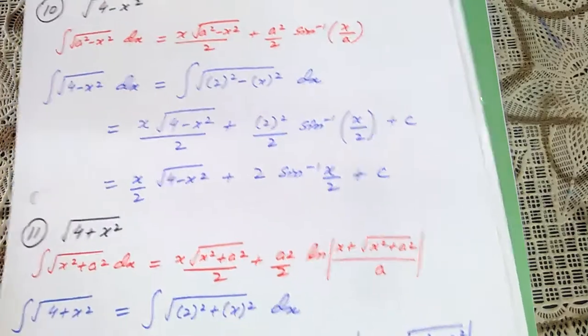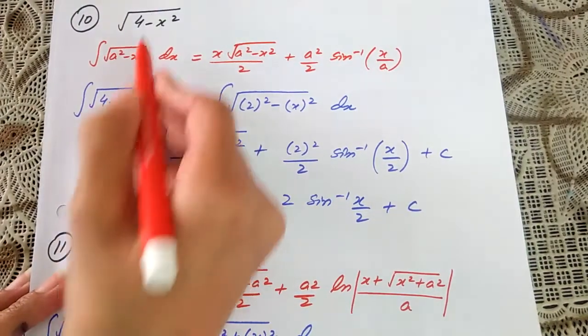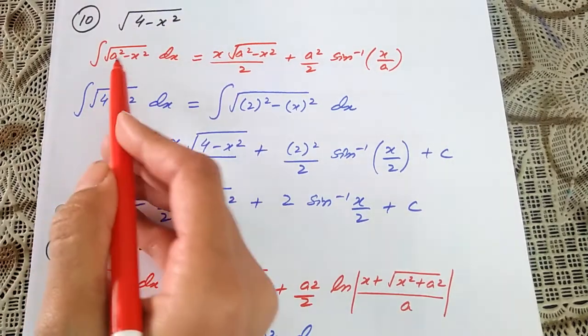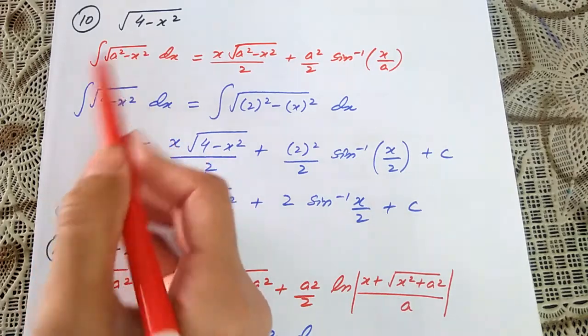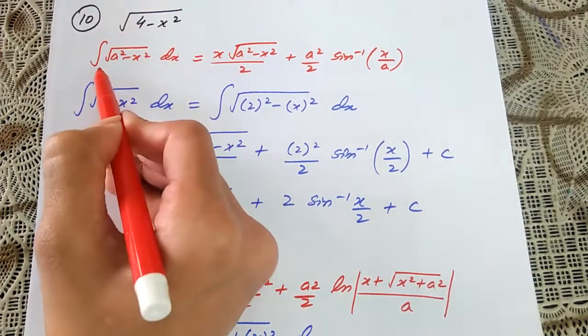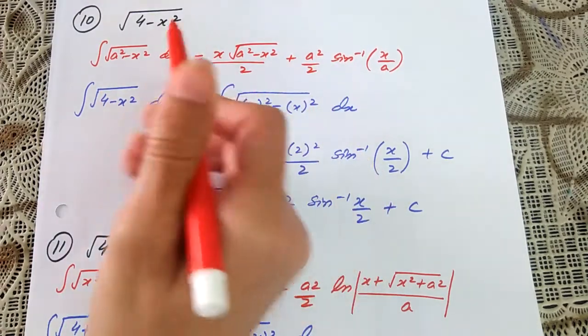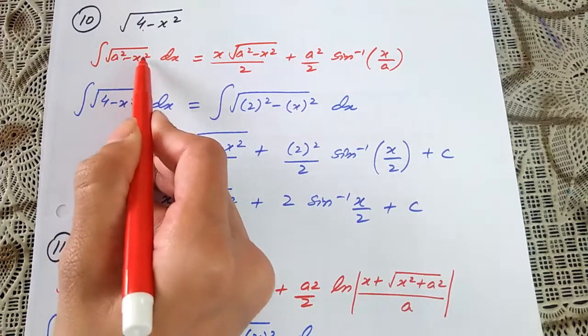Now question number 10. Question number 10 says you have to integrate square root of 4 minus x square. I told you earlier that for question number 10, 11 and 12, we have to use the ending formulas of that table. This is of the same format. I have written down this formula already. 4 minus x square can be written as a square minus x square.